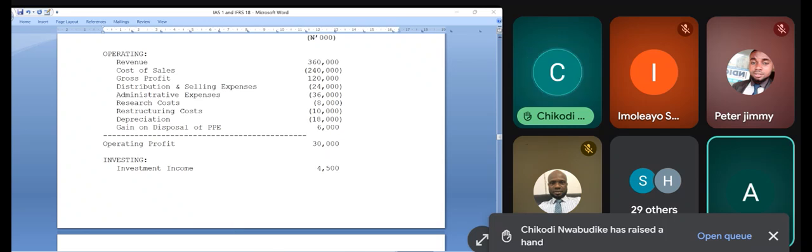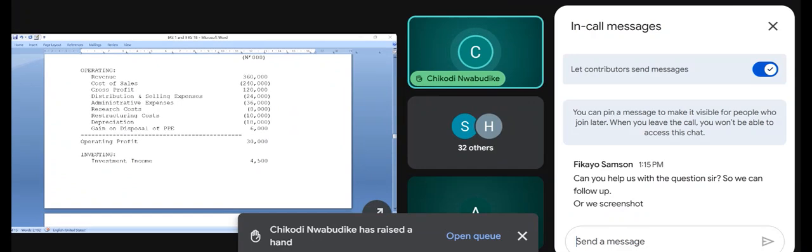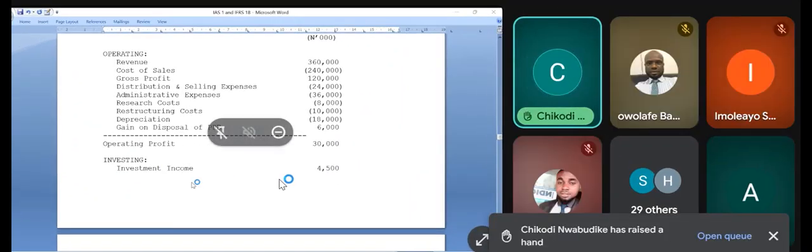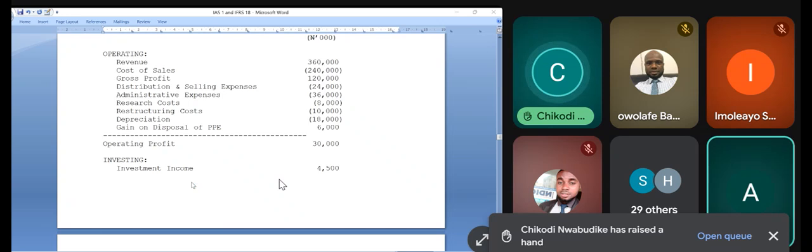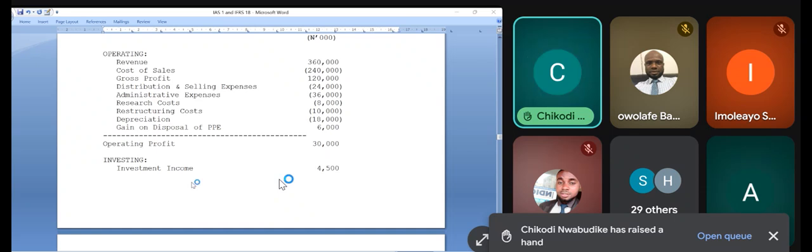Okay, please, I want to confirm, why do we have gain on disposal of PPE under operating expenses? Do you get me, sir? I'm asking, why do we have gain on disposal of PPE under operating instead of investment activity?